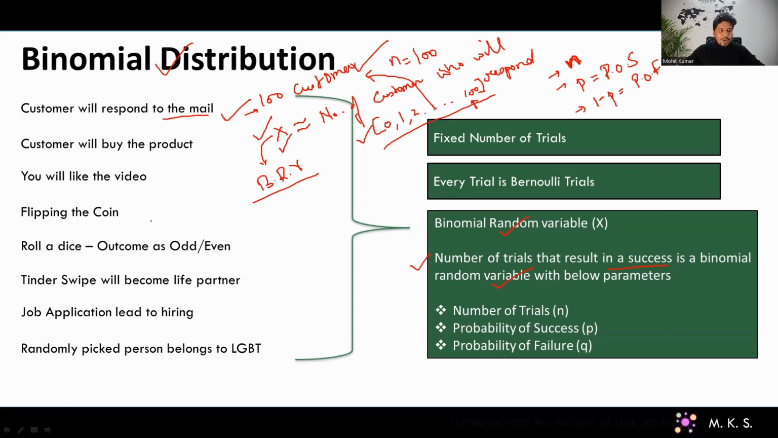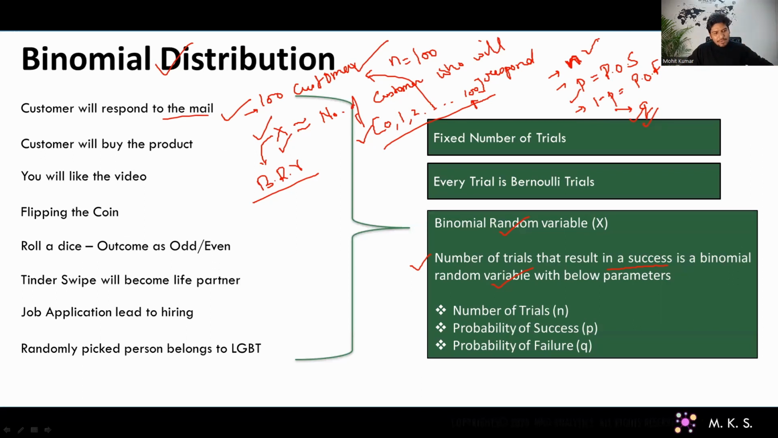When you are flipping the coin, either head or tail. If the probability of coming head is 0.5, the probability of coming tail is 1 minus 0.5, that is again 0.5, right? So this sometimes we represent in the books with the notation Q, right? So probability of success and probability of failure. And the third parameter is the number of trials. I hope this is clear, guys. This is the simplest way anybody can explain, right?